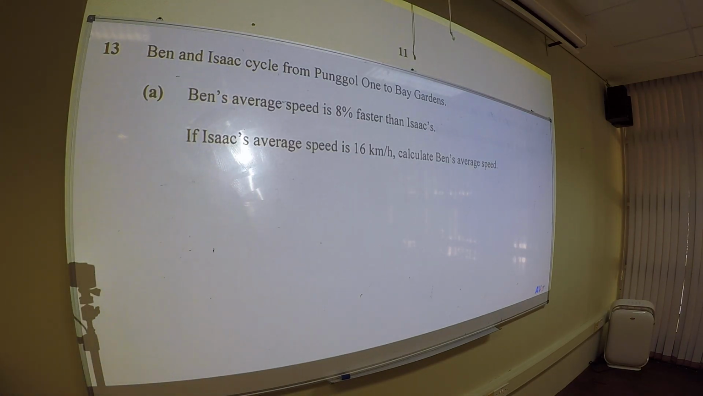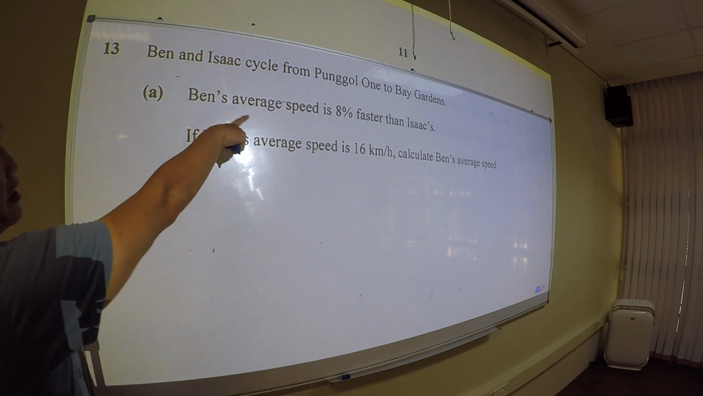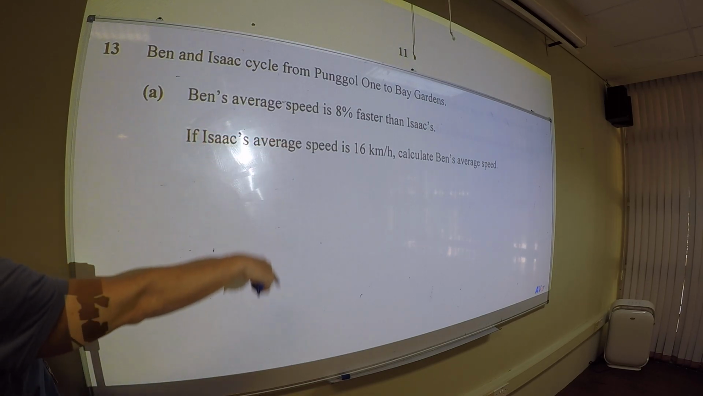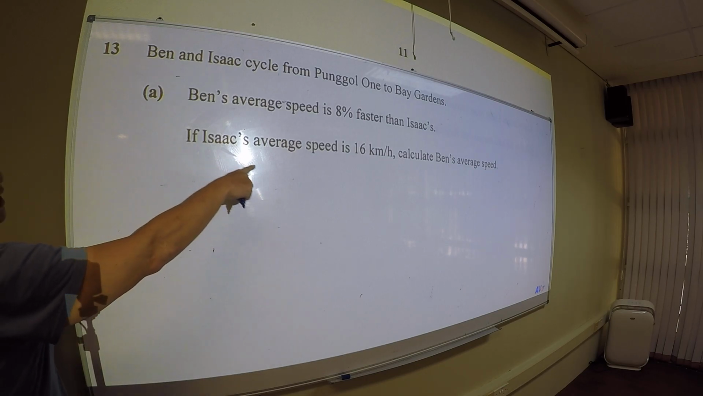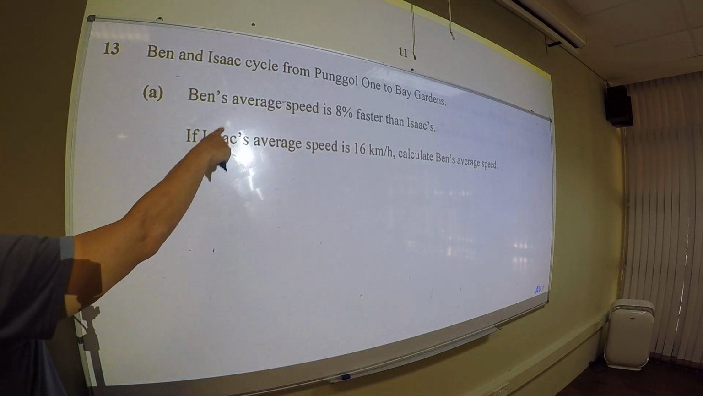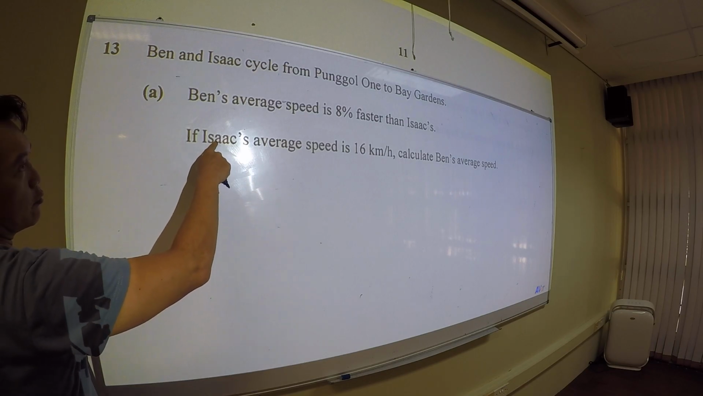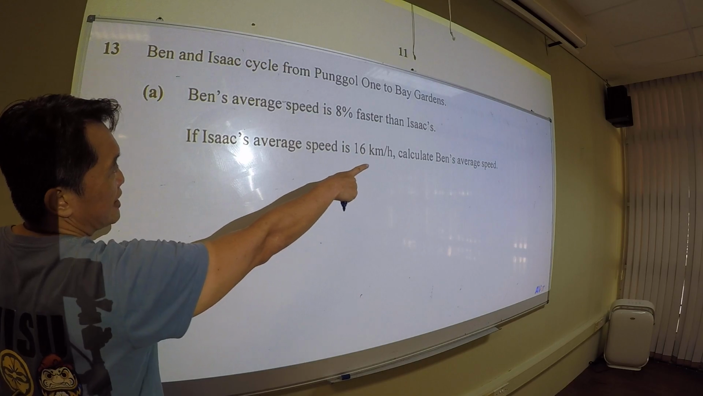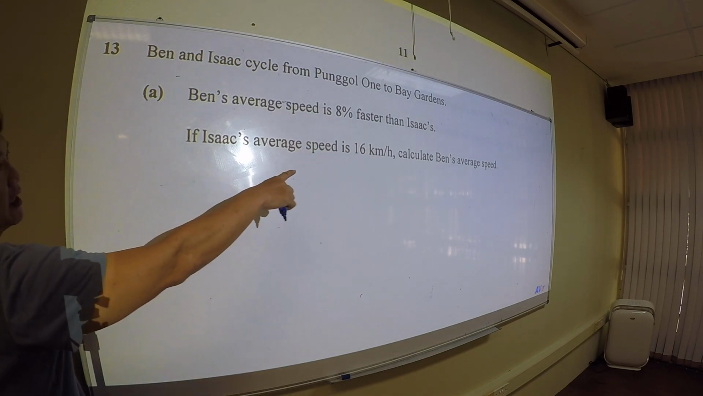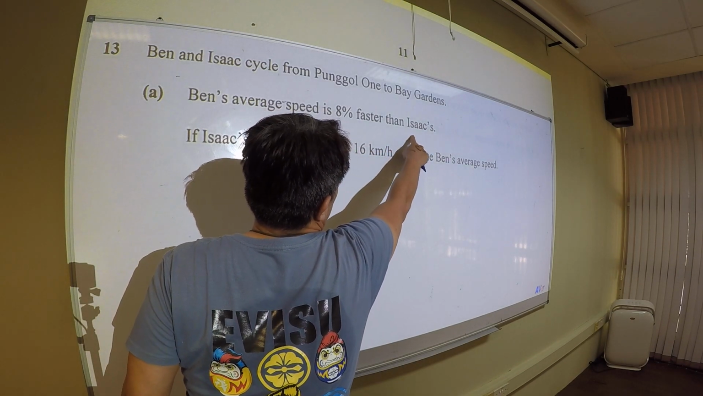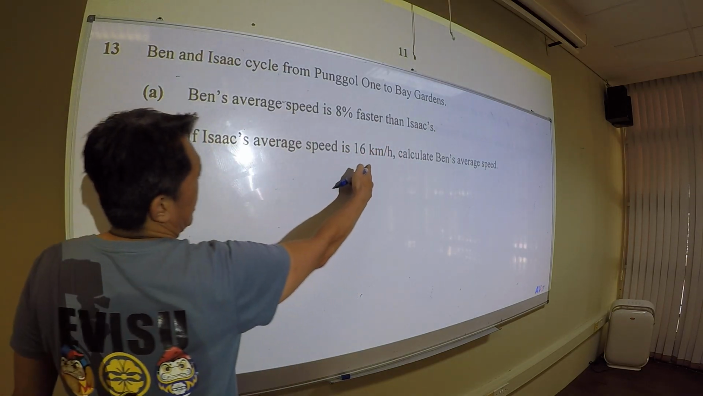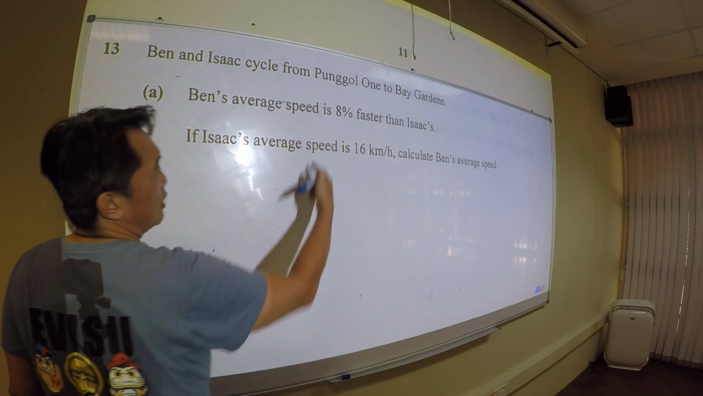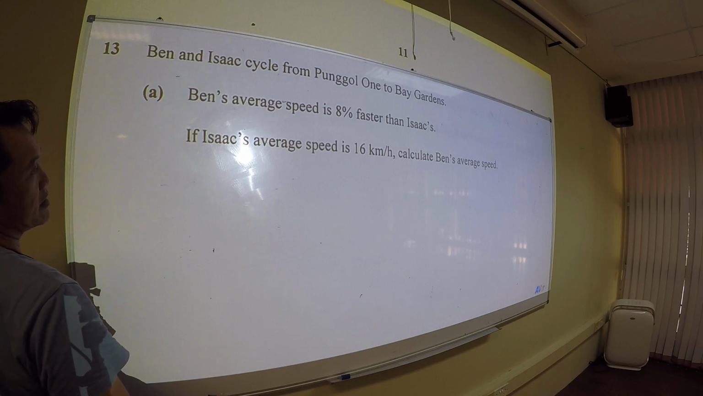Ben and Isaac cycle to school. Ben's average speed is 8% faster than Isaac. So Isaac is 16. That means when we compare like that, Ben's average speed is 8% faster than Isaac. We are comparing to Isaac. So Isaac's speed is 100%. We want to know how fast 108% is.